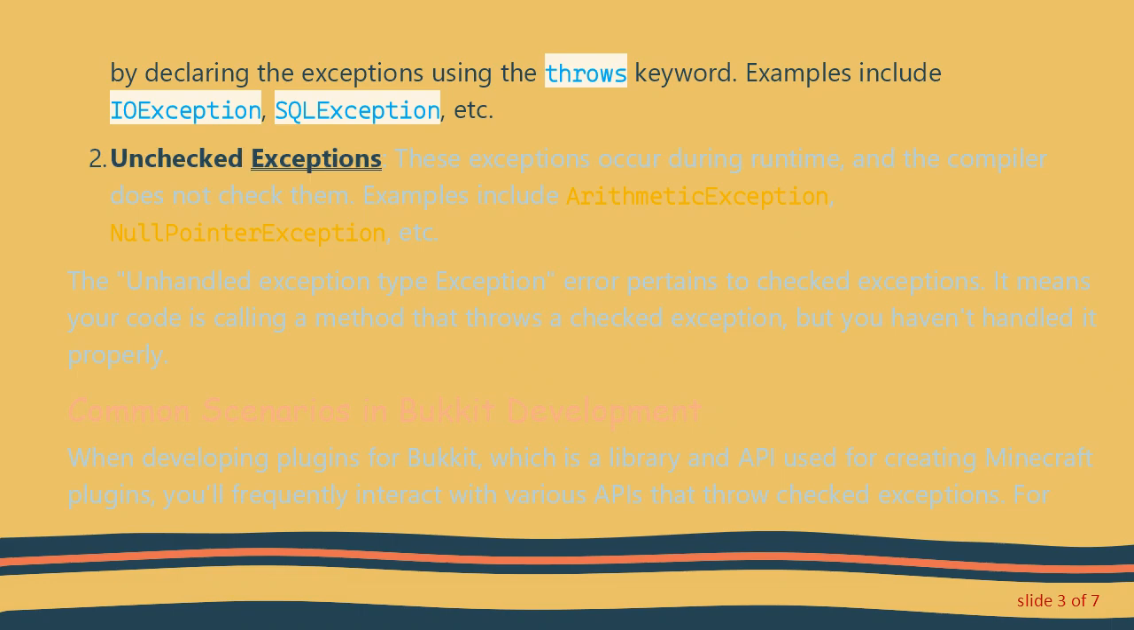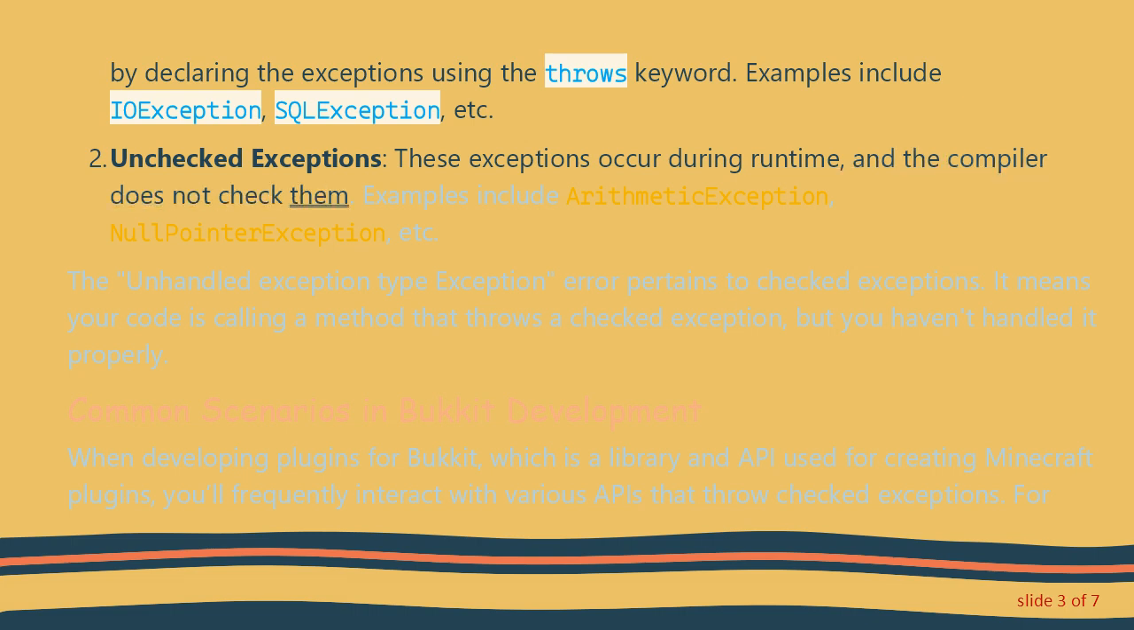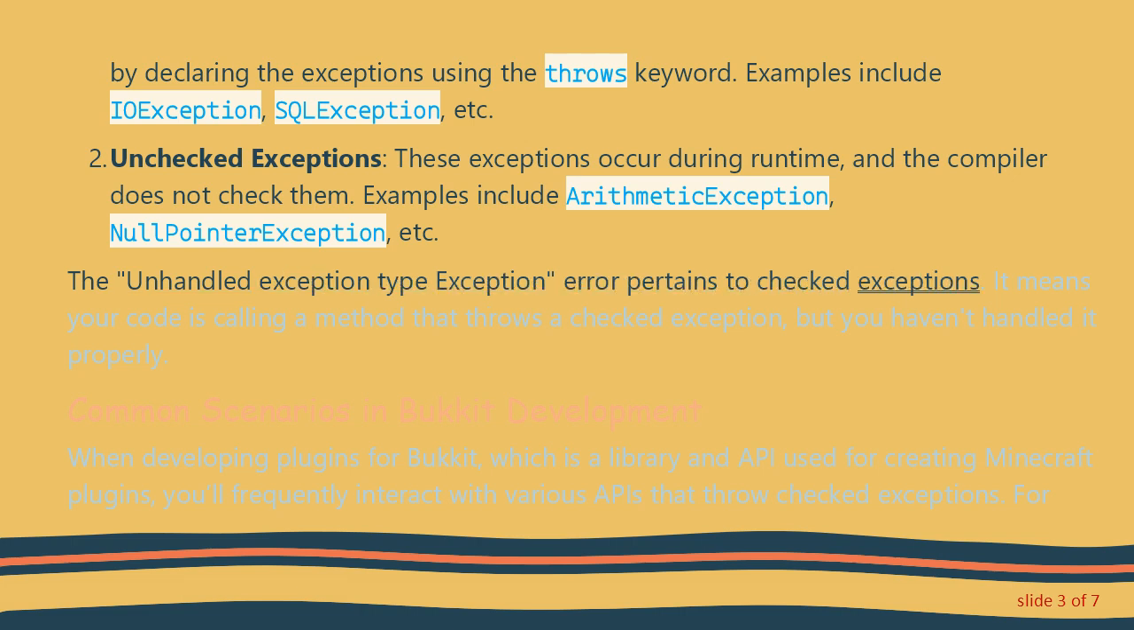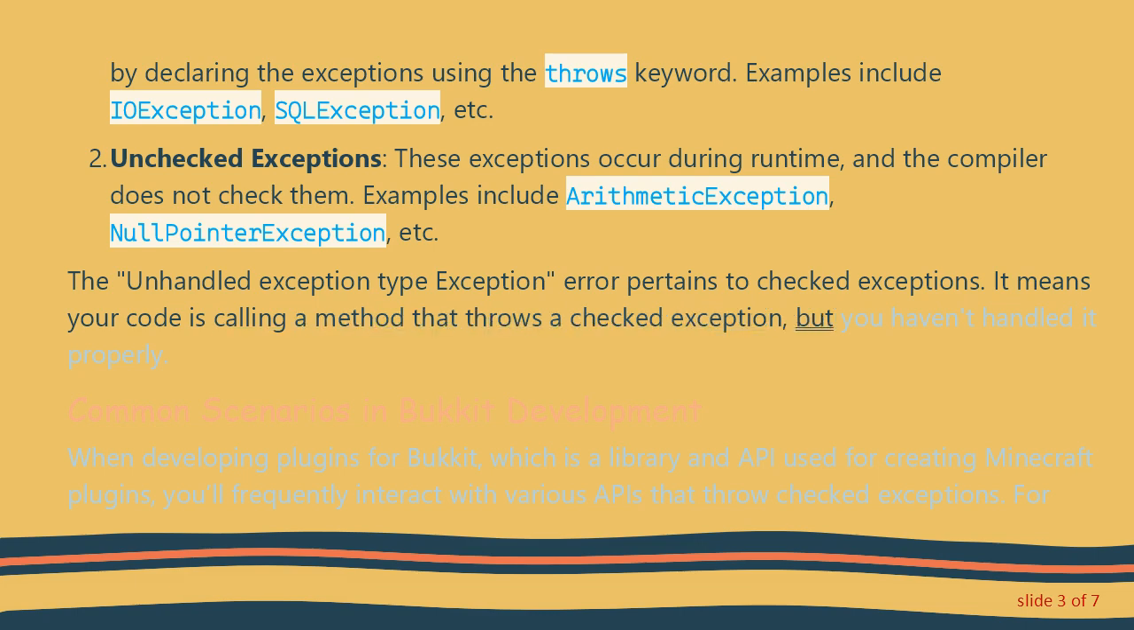Unchecked exceptions: these exceptions occur during runtime, and the compiler does not check them. Examples include ArithmeticException, NullPointerException, etc. The unhandled exception type exception error pertains to checked exceptions. It means your code is calling a method that throws a checked exception, but you haven't handled it properly.